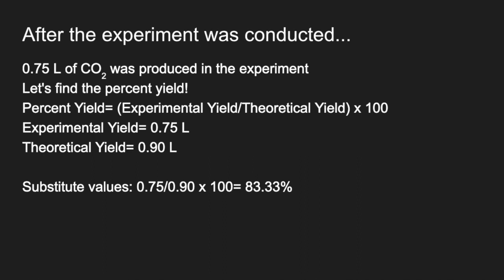Oh no, only 0.75 liters of carbon dioxide was produced in the experiment. Let's use our experimental value to find the percent yield. The percent yield is deduced by dividing the experimental yield by the theoretical yield and multiplying it by 100. The experimental yield of this experiment is 0.75 liters from conducting the experiment, and the theoretical yield is 0.9 liters. After substituting the two values into the equation and multiplying it by 100, it gives you a value of 83.33%. We have now accomplished our goal.